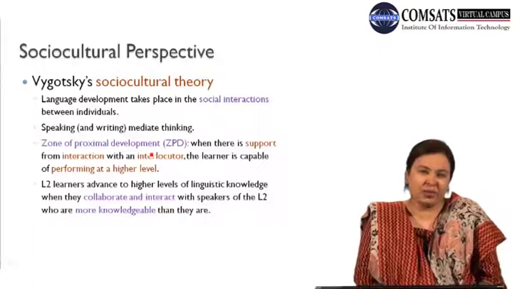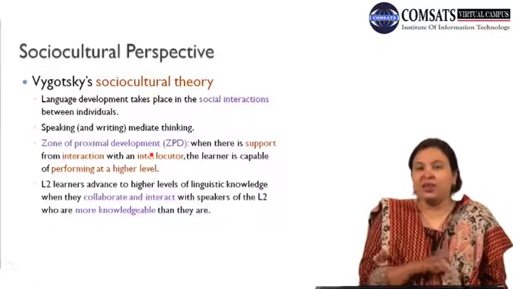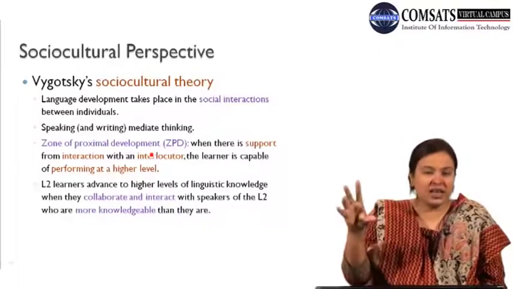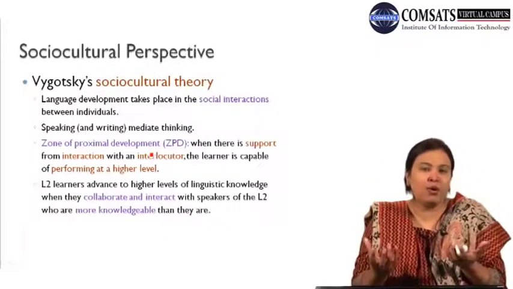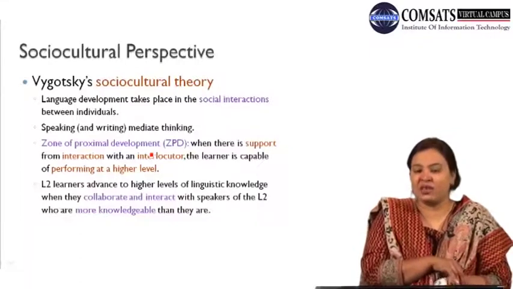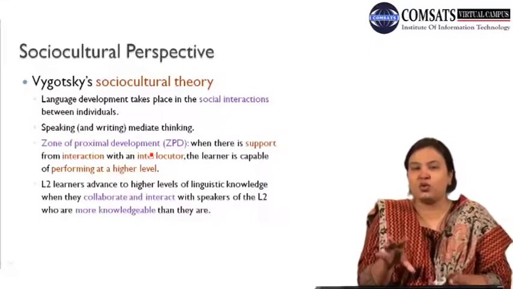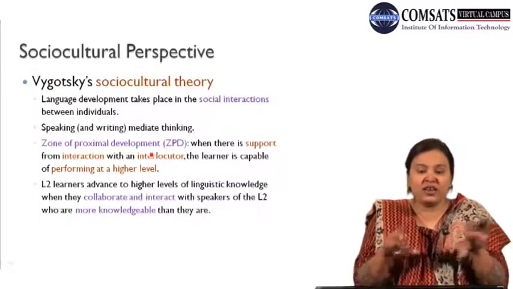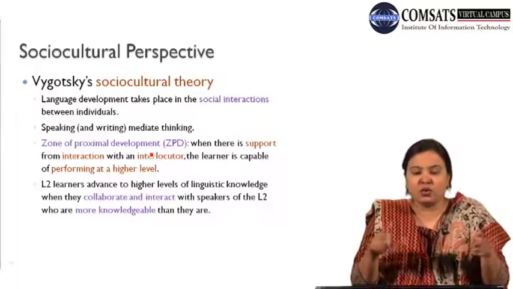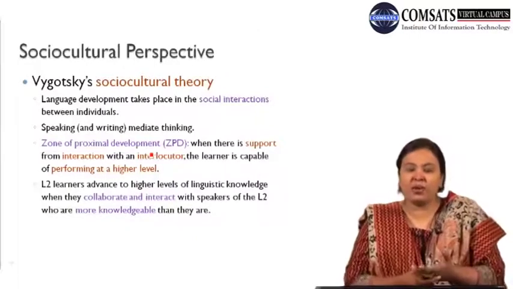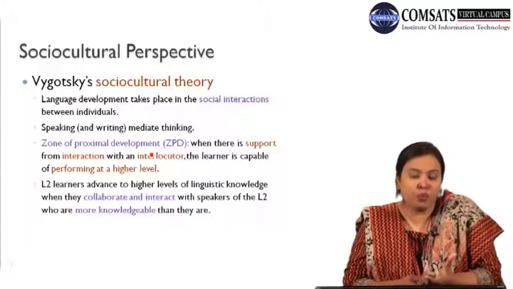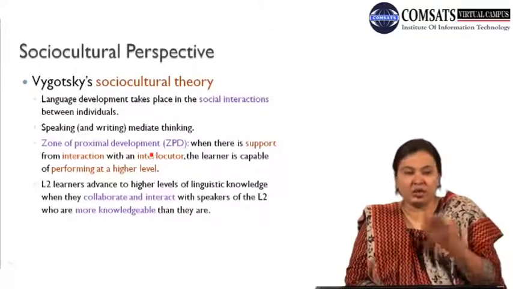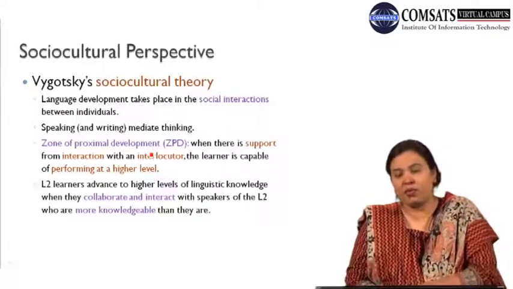Then we have the sociocultural perspective. Again, Vygotsky. You have seen that Vygotsky also presented his ideas regarding first language acquisition. He uses the same model to explain how second language learning is acquired. According to his sociocultural theory, language development takes place in the social interactions between individuals. As you remember, we talked about the zone of proximal development. When there is support from interaction with an interlocutor, the learner is capable of performing.